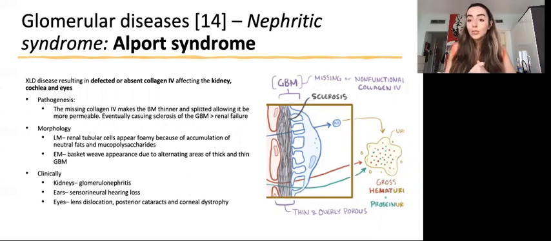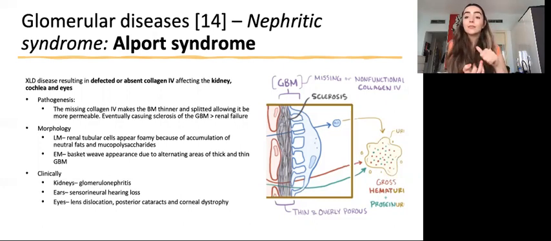This causes hematuria and proteinuria, and eventually the glomerular basement membrane undergoes sclerosis, and this causes renal failure. On light microscopy, the renal tubular cells appear foamy because of the accumulation of fats and polysaccharides. On electron microscopy, it has a basket weave appearance due to alternating areas of thick and thin glomerular basement membrane.